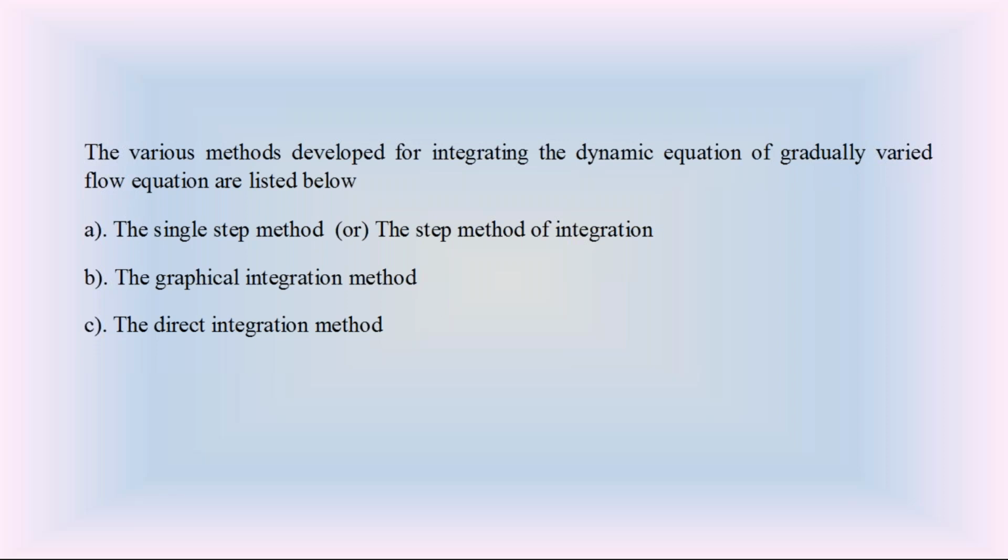For that integration of the dynamic equation of gradually varied flow, normally we adopt three procedures. The first one is the single step method or the step method of integration. The second one is the graphical integration method. The third one is the direct integration method. So we have three methods: the single step method, also called the step method of integration; the graphical method of integration; and the direct method of integration.